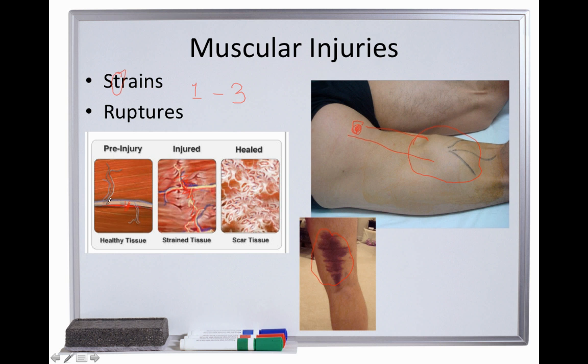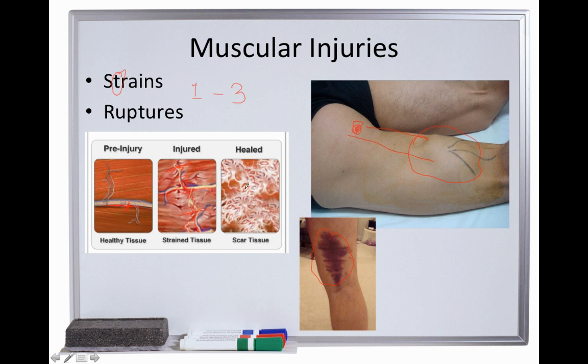So if here's your nice healthy muscle, and you have an injury to that muscle, here's some separation of the fibers. Over time, that scar tissue comes in and heals the wounded area. That's not muscle tissue, it's scar tissue.